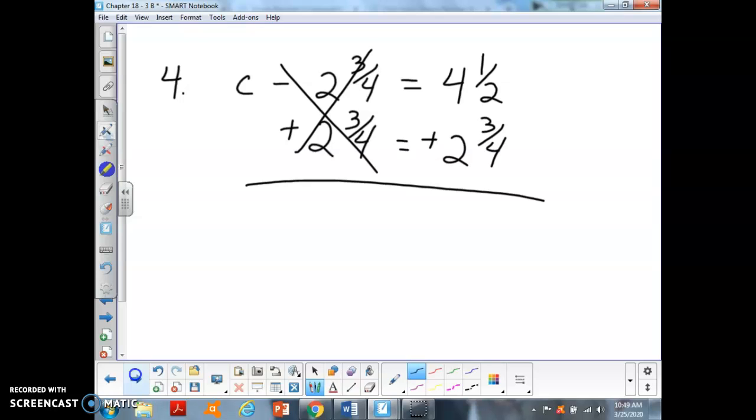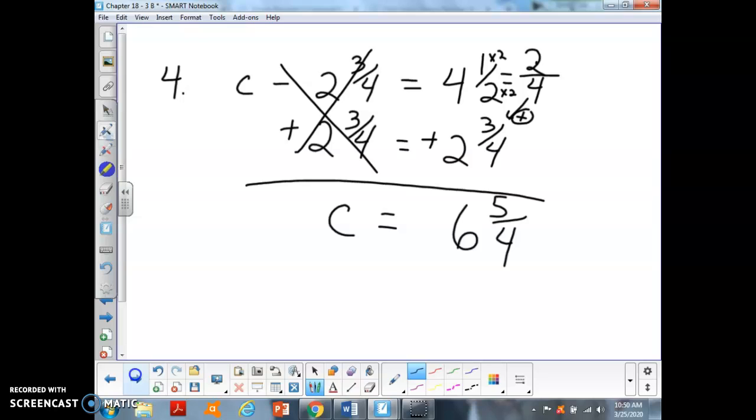Negative 2 3/4 plus 2 3/4 is 0. We're left with our variable c. Here I cannot add 2 and a 4, so I got to change that to the same bottom number, 4. 2 times 2 is 4, so 1 times 2 is 2. Now I can add 2/4 plus the 3/4 gives me 5/4. 2 plus 4 is 6.